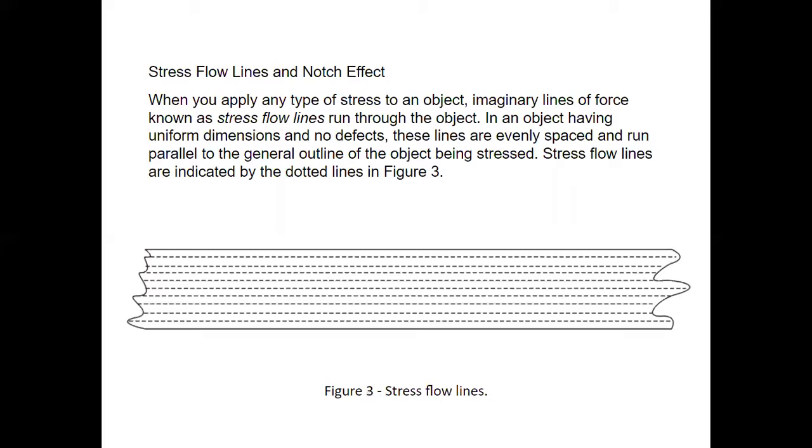So stress flow lines. What this drawing is showing is a length of material and how the stress flows through it. The lines are pretty evenly spaced and run parallel to the general outline of the object being stressed. Stress flow lines are indicated by the dotted lines here. This piece isn't seeing much stress at all, and everything is flowing straight. But then we start welding pieces together. We've got hard 90-degree corners, we've got 45 degrees, and load bearing, wind bearing, all sorts of forces on these pieces we're welding. So we're going to learn how the stress works with those pieces.